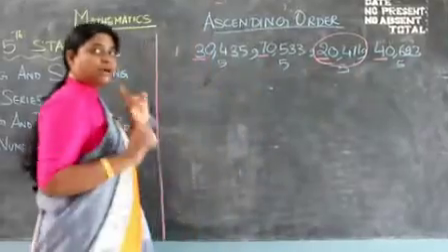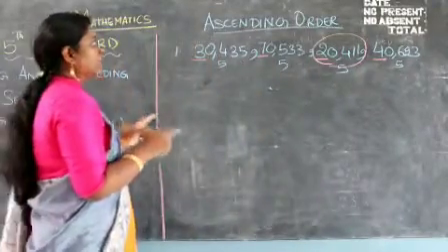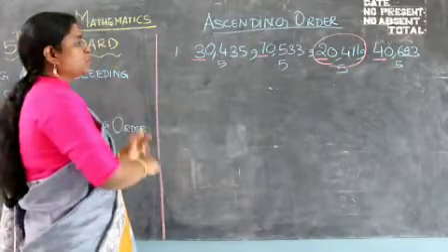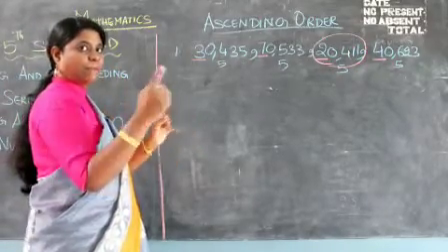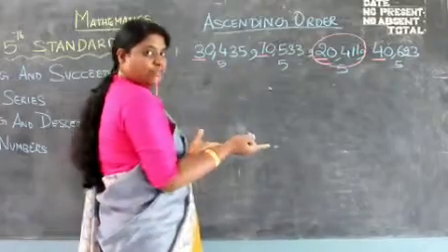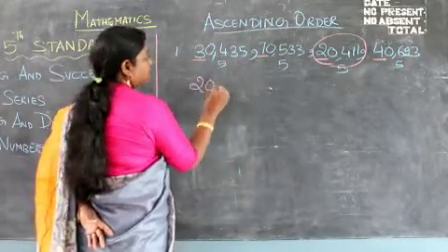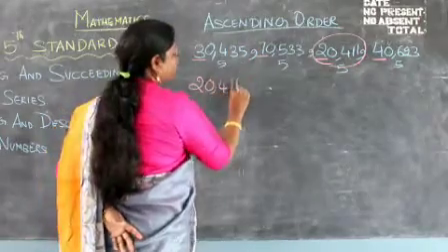You understand, children? Sometimes you may have an example where the first digit will be the same. Then what is the rule? Then you go to the next digit and you compare that. So in this it is very easy for you, immediately we got the second one. So this one is your least number, so you write that first.